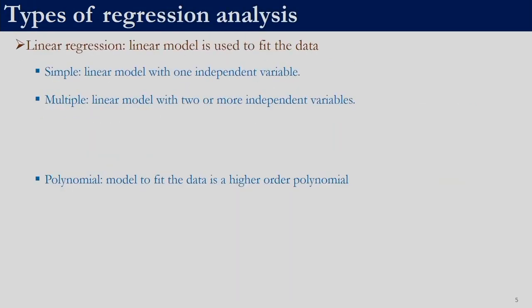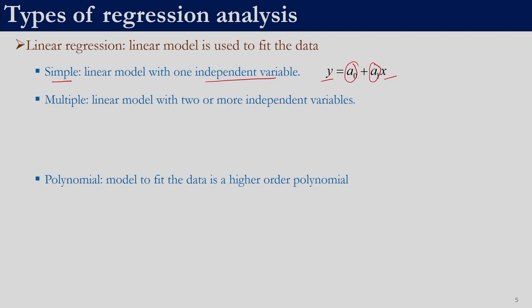The different types of regression are simple, in which there is one independent variable and one dependent variable. In all these cases, we'll have only one dependent variable, and we can have more than one independent variable. When we have only one independent variable, for example here, y is the dependent variable and x is the independent variable, this is what we'll call a simple regression. The task here is to find out the values of a naught and a one so that it best fits the data.